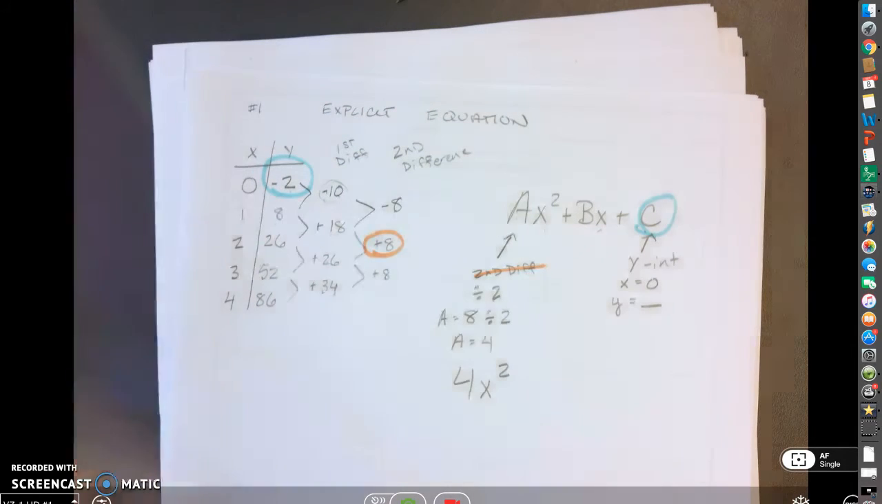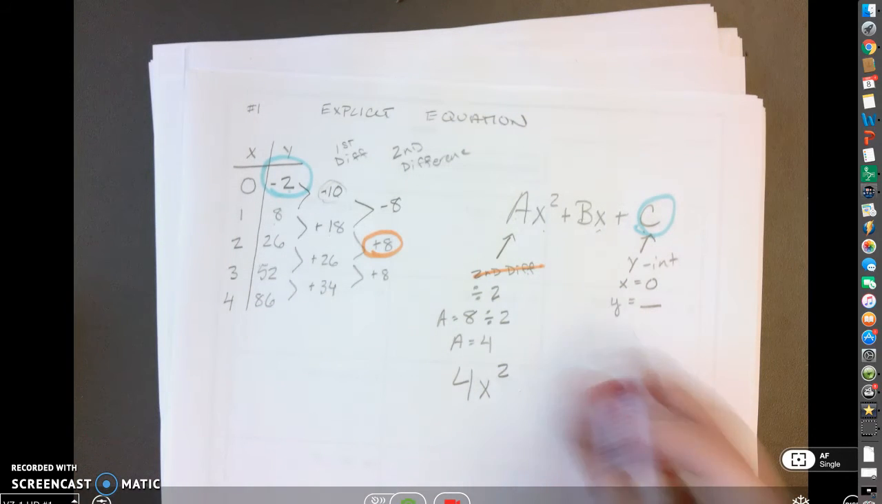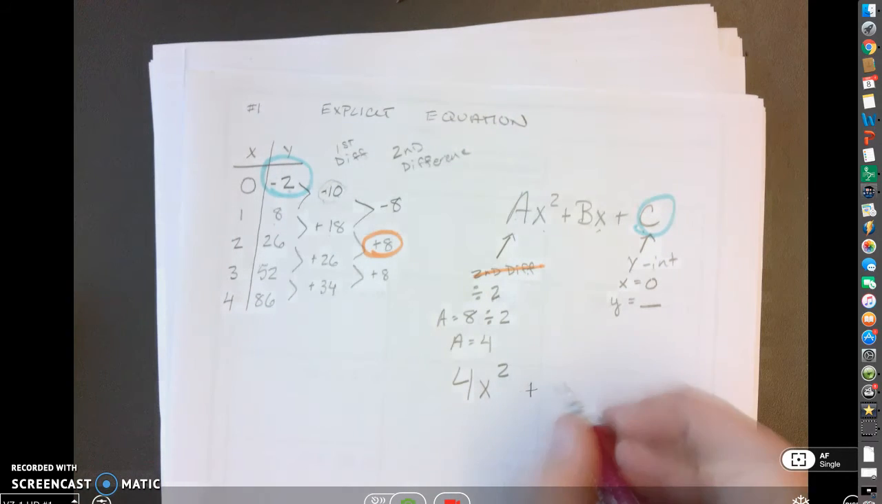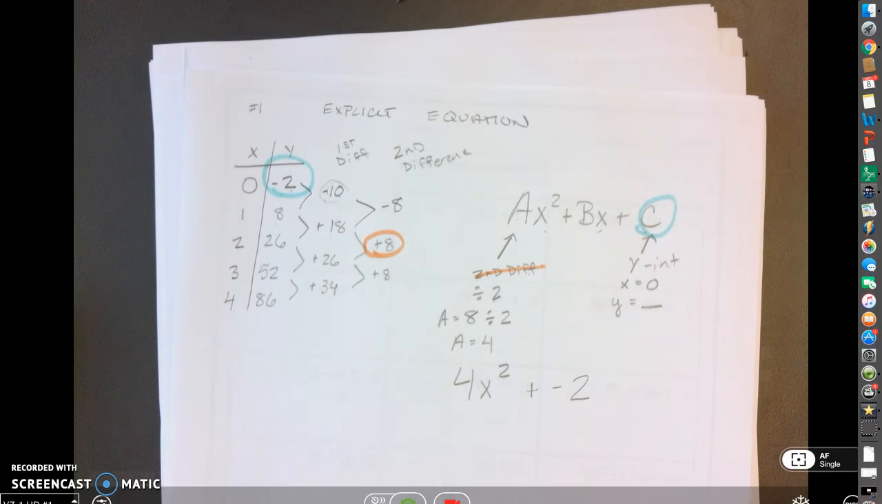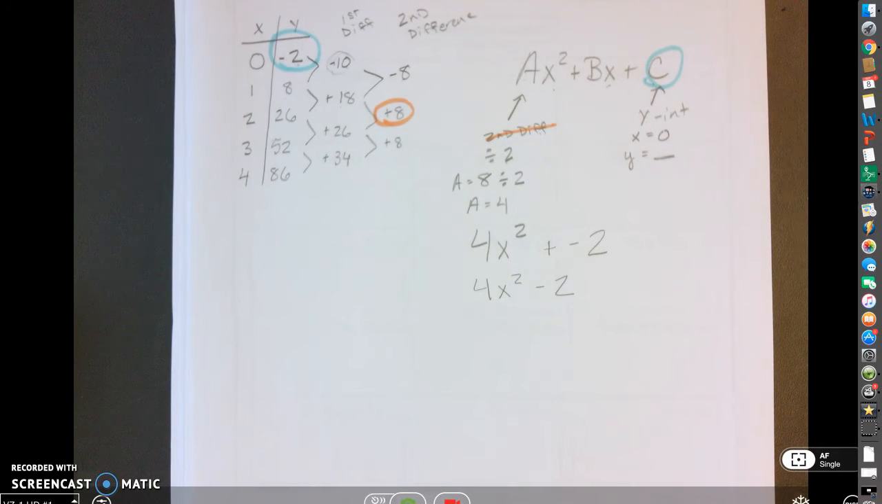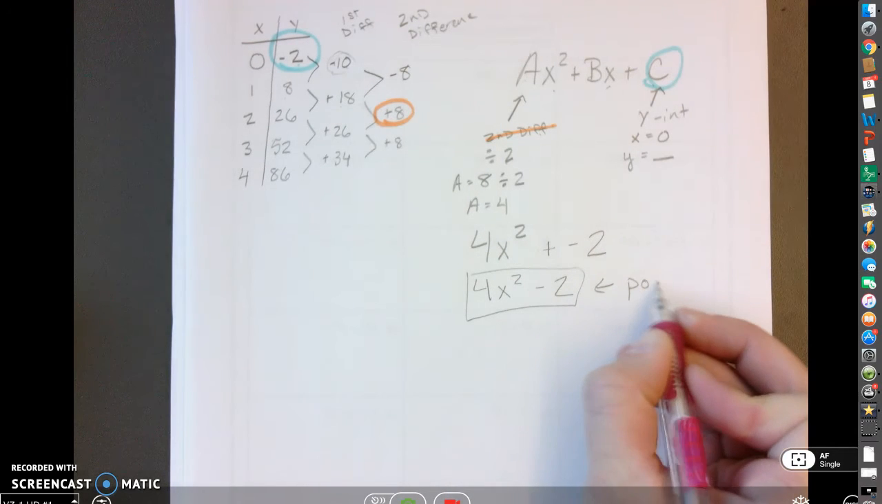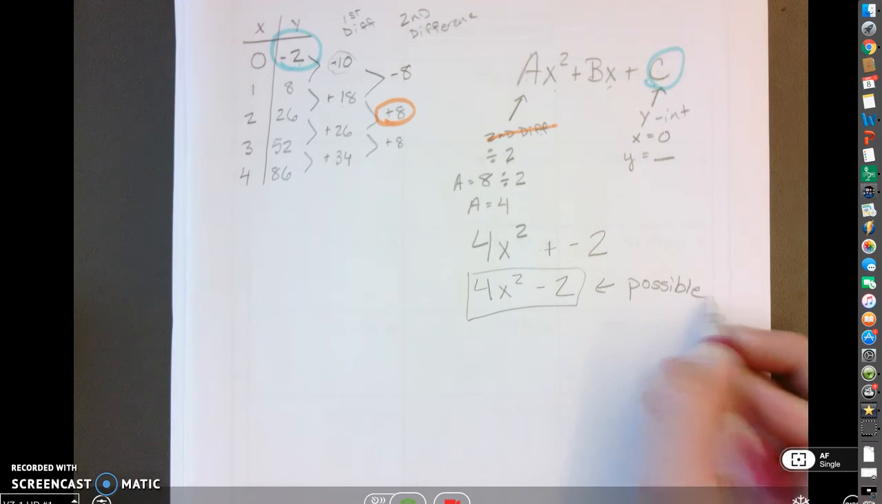Okay, so now my equation is 4x squared. I know I'm going to have a plus bx, but I don't know it yet. So then I have a negative 2 for C. I'm just going to rewrite that as 4x squared minus 2. Now this is the part where we have to go and find b. I'm not quite sure what my equation is, but I think that it could be this. Okay, this is possible. So I'm going to see if it works.